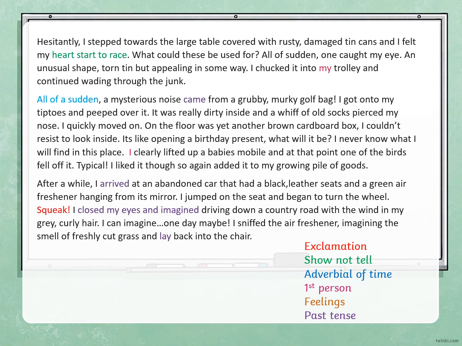Okay, here's some of the things that I have found. So in this one, I didn't find any feelings. There is a show not tell though, which shows the feelings. So I felt my heart start to race. To a bit of excitement, but it doesn't necessarily say I am excited or I feel excited.